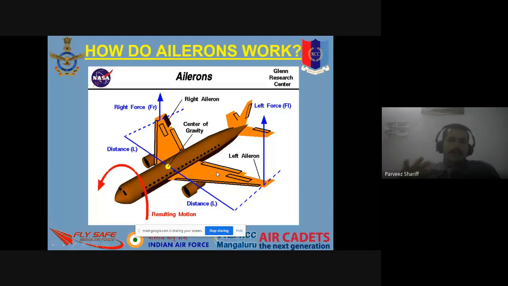So likewise, the rolling takes place. When the control stick is moved to the left, what happens? The aileron of the port side will go down and the aileron on the starboard side will come up. Then the aircraft will roll to the right, and vice versa. If the stick is moved to the right side, the vice versa action takes place. Okay. So hope you understood the functioning of ailerons.